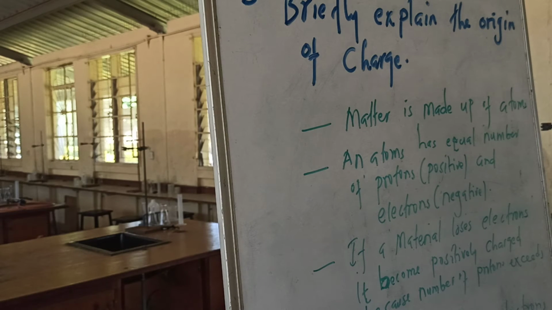Let me go through it once and for all. Matter is made up of atoms. Atoms are made up of electrons, which are negatively charged, and protons, which are positively charged. Protons never move. The only thing that can move there are electrons. So if a material loses electrons, it becomes positively charged. And if a material gains electrons, it becomes negatively charged. Thank you for becoming an attentive listener.